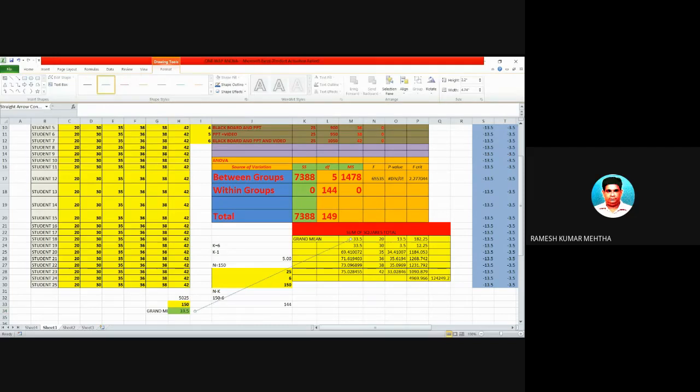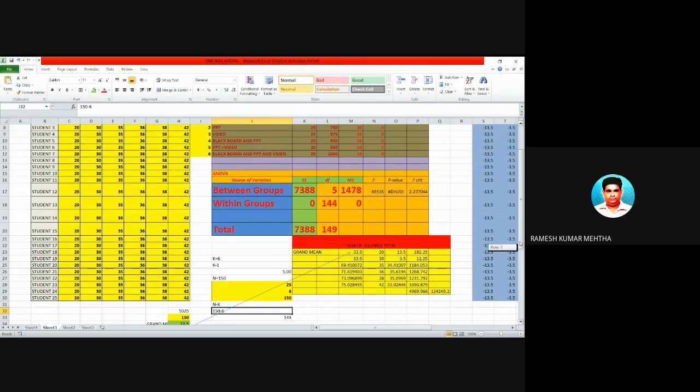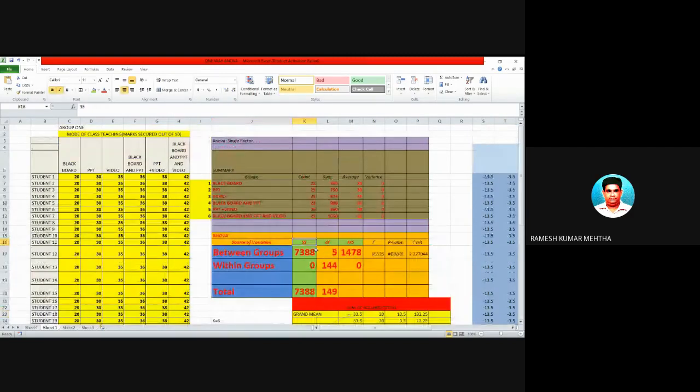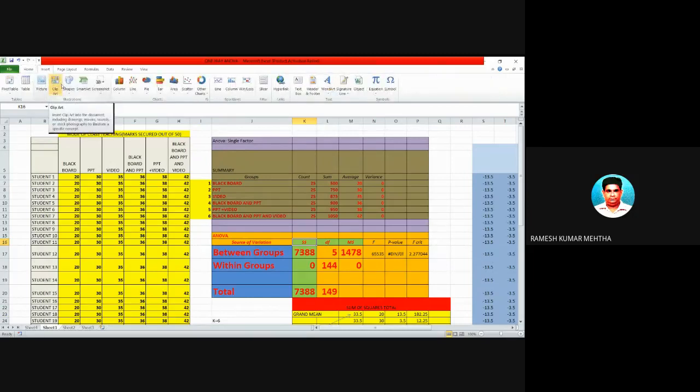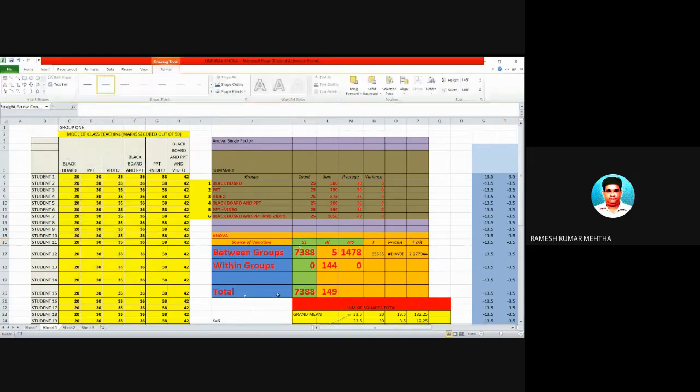So to find out the sum of squares total, I have to find out the grand mean. Now, what do you mean by sum of squares total? I forgot to tell you about this one, SS. SS is nothing but sum of squares. We have to find out sum of squares between, sum of squares within, and sum of squares total. So we have to do the sum of squares of total.